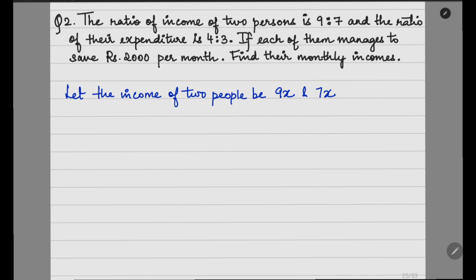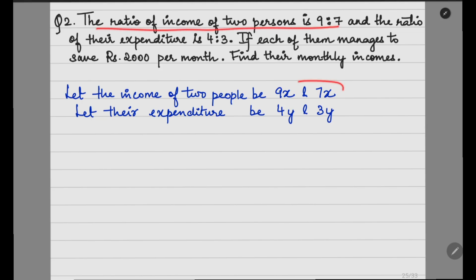And what is given? The ratio of their expenditure. So let their expenditure be 4y and 3y respectively. So you're given the ratio of the income of the two persons is 9:7 and the ratio of their expenditure is 4:3. If each of them manages to save rupees 2000 per month, find their monthly income. You're only asked the income of the two people.